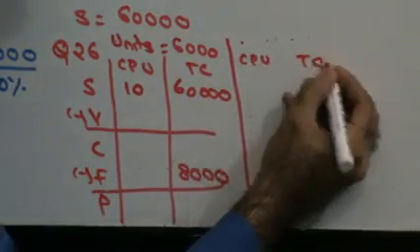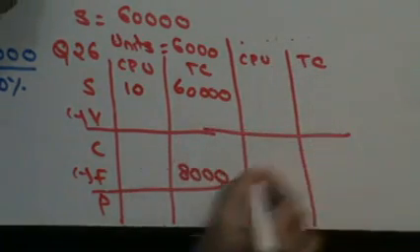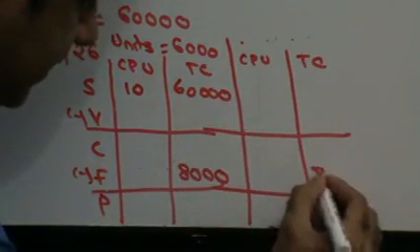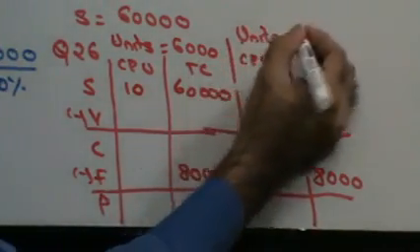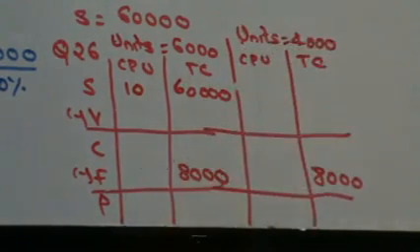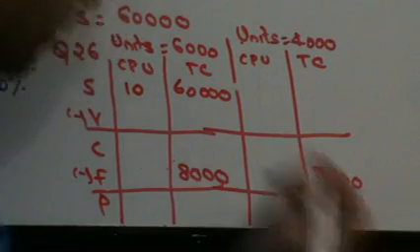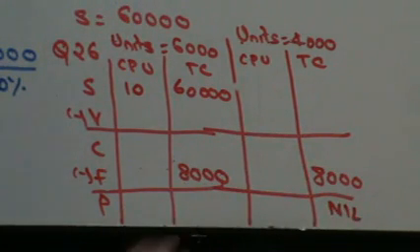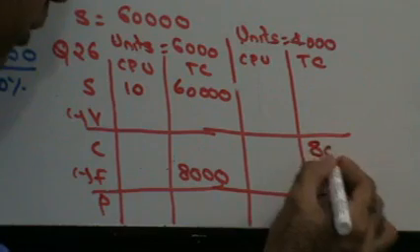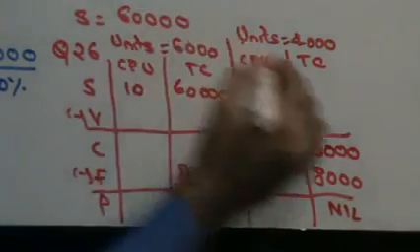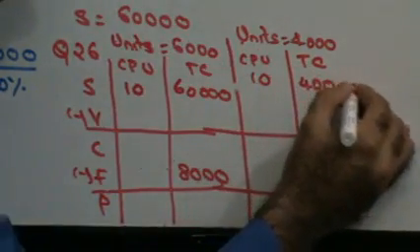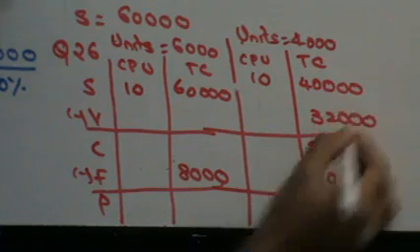CPU TC. Fixed cost remains the same, fixed cost will be 8,000. They had said that the break-even units is 4,000. That means if the units are 4,000, I'm going to have break-even sales. If I have break-even sales, that means my profit is going to be nil. If profit is nil, that means contribution will be 8,000. Selling price per unit is 10. I'm selling 4,000 units, that means 40,000. That means variable cost here would be 32,000.